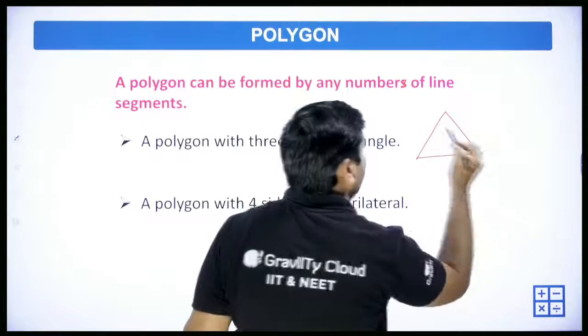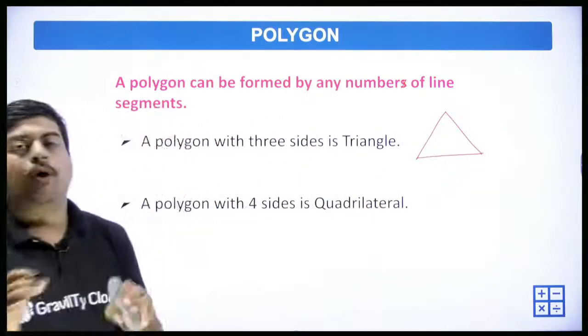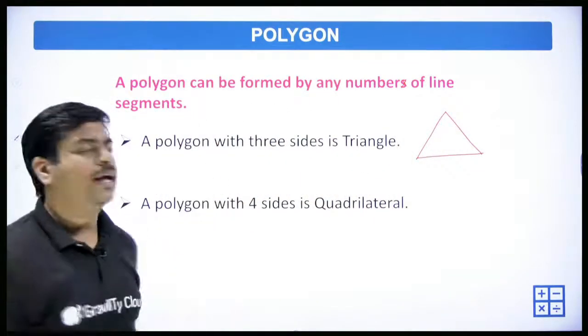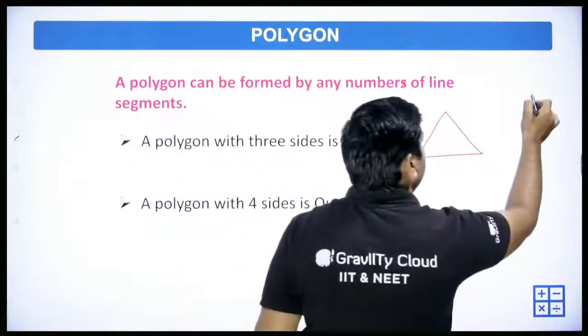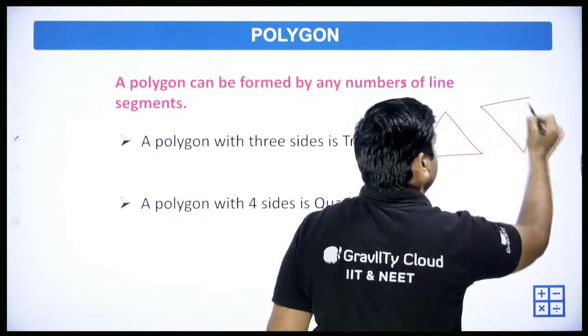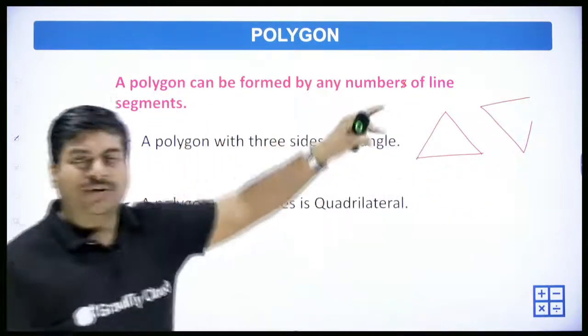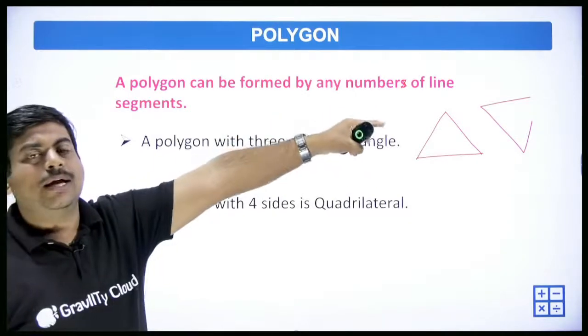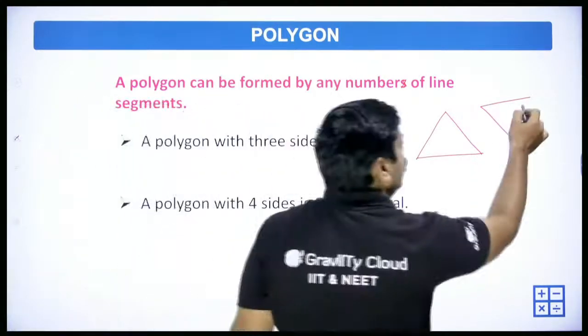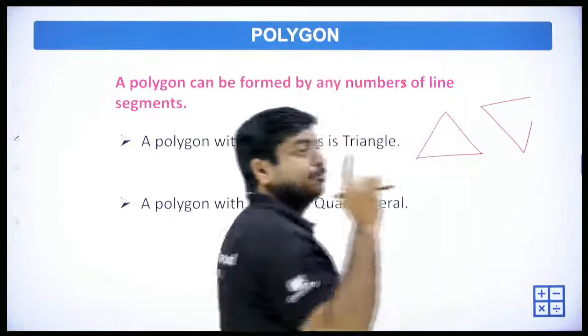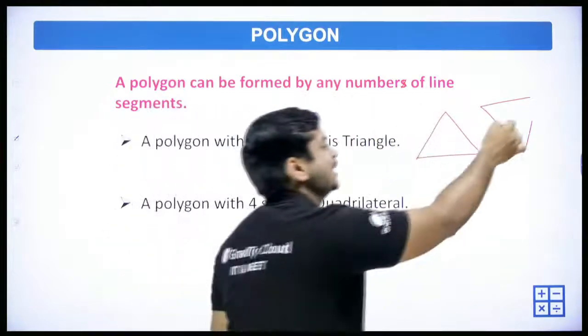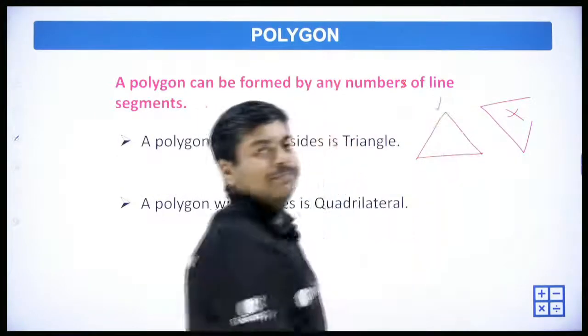This is a polygon, a closed figure. Polygon means closed figure. You can also try to bring a 3-sided figure like this. Is it a triangle, the last one? No. Why? Because this is an open figure. Always, polygon means closed figure. So this cannot come. Yes, this is correct.